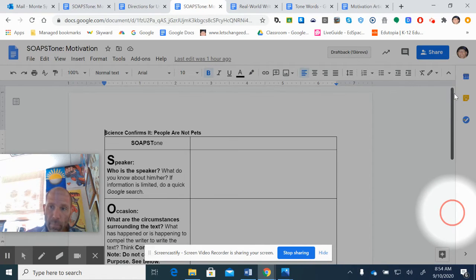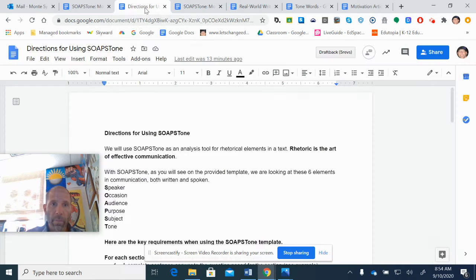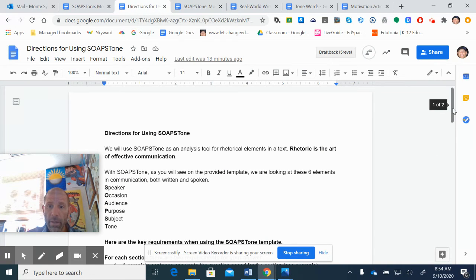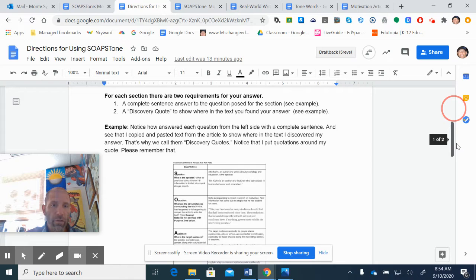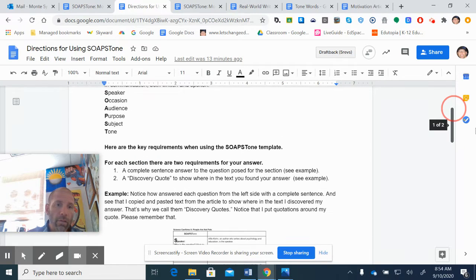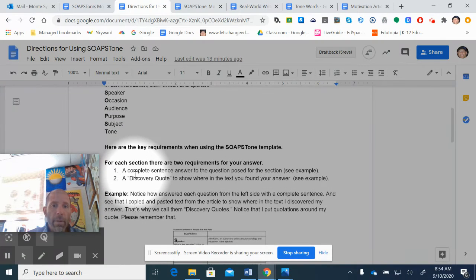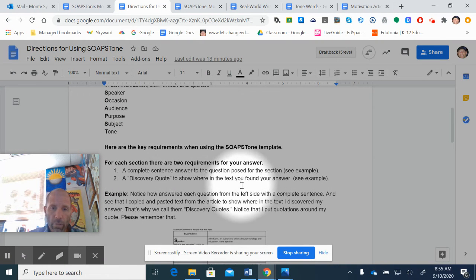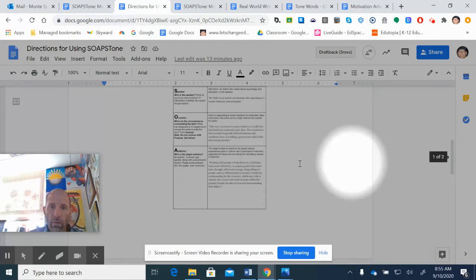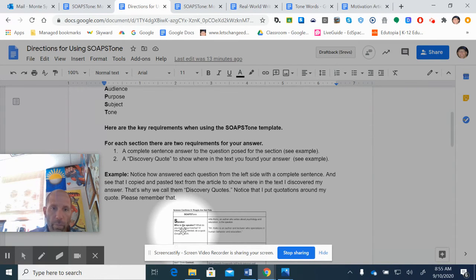Now, what I've also provided for you, because that was rather cumbersome, is a document that gives you the directions on what to do. I want to just cover that really quickly here. So here are the key elements when answering the questions, and you answer the questions on the right hand side. Each one has a question: who is the speaker? And then we provide a complete sentence answer to the question, please. So that has to be a complete sentence.